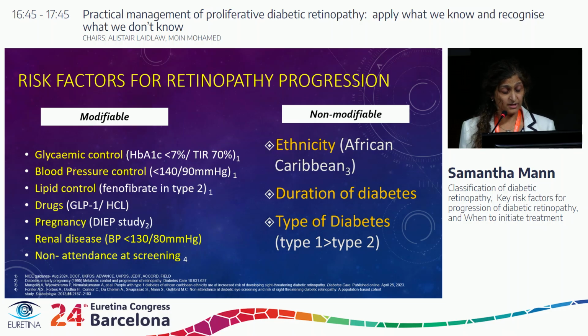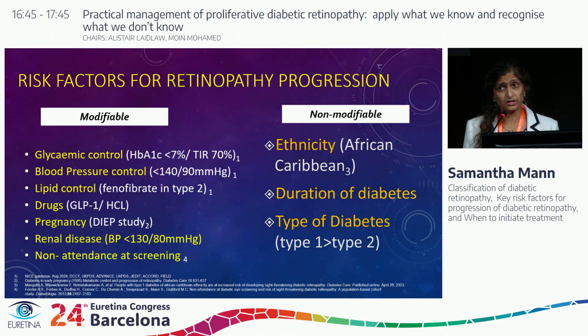And the NICE guidance recently published in the UK has now advocated that we should be starting type 2s on fenofibrates if they've got non-proliferative diabetic retinopathy. Interestingly, it should be prescribed by ophthalmologists, which could cause a few more issues. We'll briefly touch on drugs shortly. There's particularly the GLP-1 and the hybrid closed-loop systems. Pregnancy is another interesting one. The DIEP studies have shown that if you have diabetes for more than 15 years, or if you have more than mild non-proliferative retinopathy at the start of your pregnancy, you're much more likely to develop problems with proliferative retinopathy.